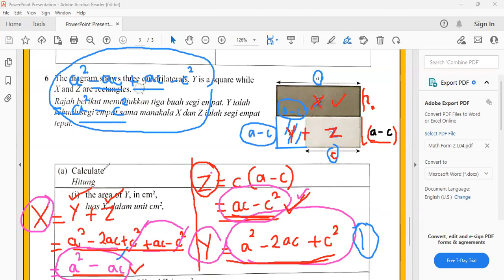Now, question B was asking us to find the total area of x and z. So that's where these things in the blue come up. X is this, z is this, add them up, and finally you get a squared minus c squared.